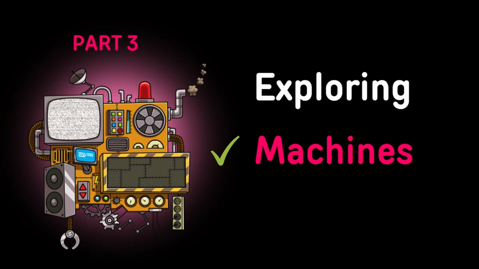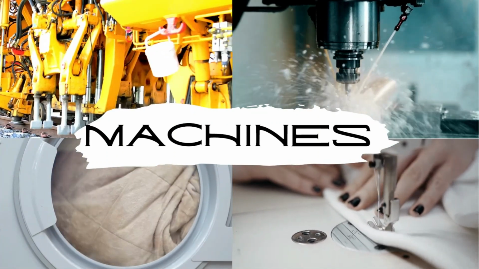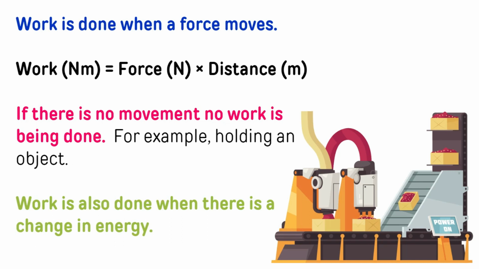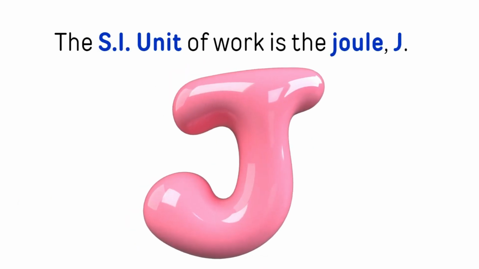Part 3. In this section, we will be exploring machines. Work is done when a force moves. Work is equal to force times distance. If there is no movement, no work is being done, for example, holding an object. Work is also done when there is a change in energy. The SI unit of work is the joule.